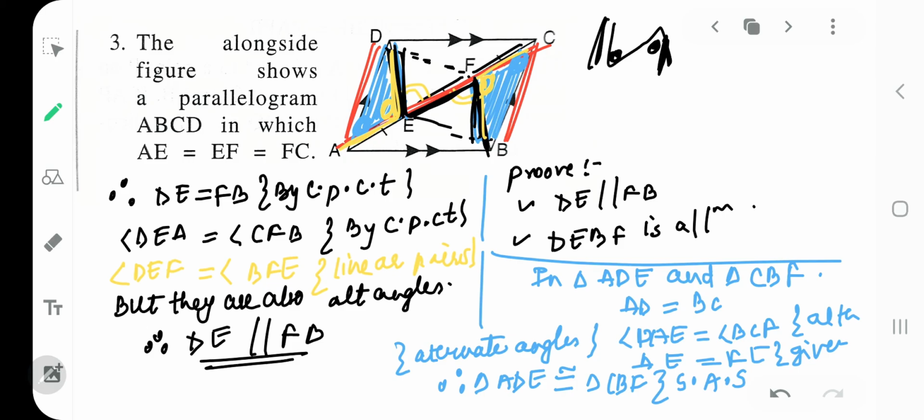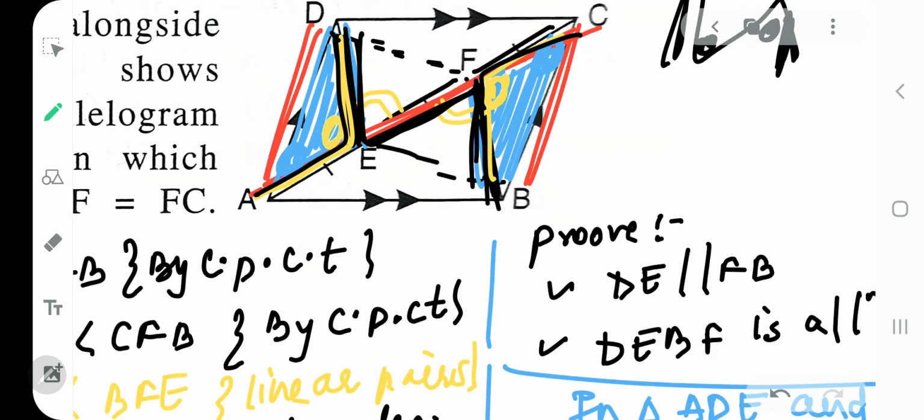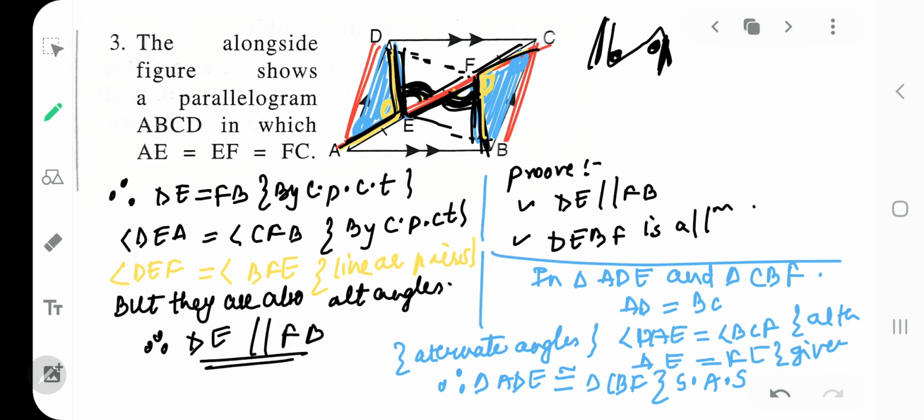But how did you get the Z forming angles equal? Because first we took two triangles congruent, then we took by CPCT that angle DEA is equal to angle CFB. Then the alternate angles, I'll zoom the figure, this and this, which I have marked black, are equal, and if these are equal they are forming Z, so they are alternate angles, so the lines are parallel, so DE is parallel to FB. Got my point clear?